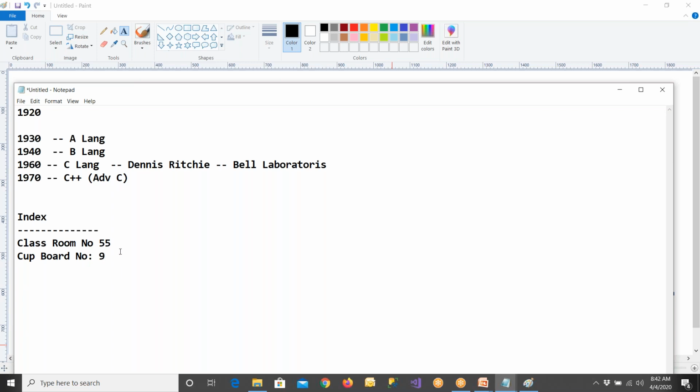Now he has informed me of the index, and tomorrow that guy is absent. But I know the index. So tomorrow morning I'll come to the college, and I know the pens are stored in classroom number 55. I go to that classroom, I open cupboard number 9, and I can retrieve the pens very, very easily. So this is called indexing. Clear? Okay, let us take one more example.